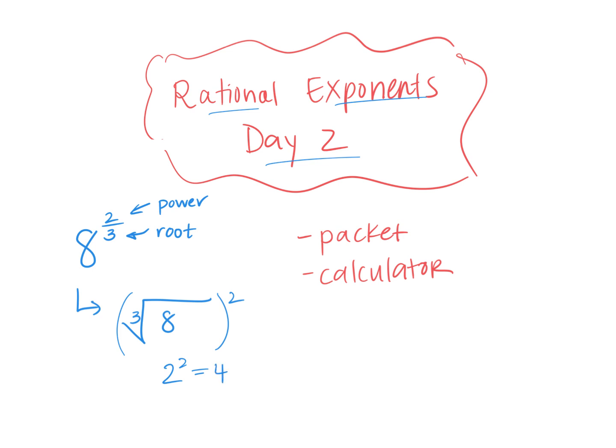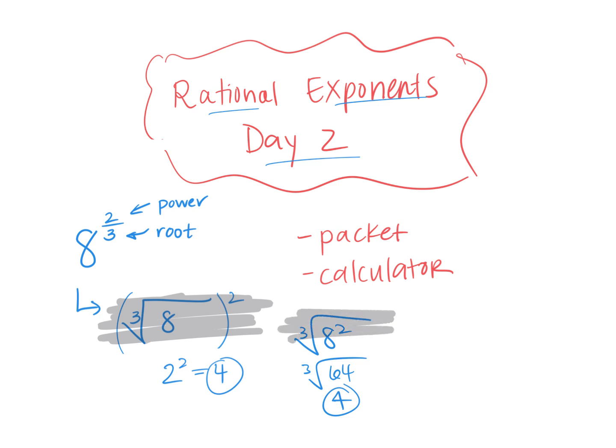Another way we learned to write this is the cube root of 8 squared. That gives the same answer because 8 squared is 64, and the cube root of that is 4. Either way, we get the same answer, but this is written in radical form, which is what we learned yesterday. So we're going back and forth between the two. We're going to do some examples, evaluating and converting between radical form and exponential form.